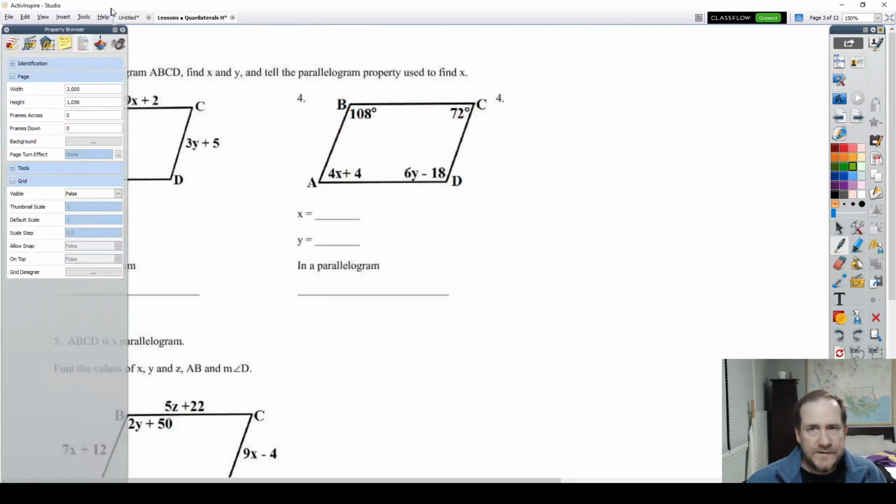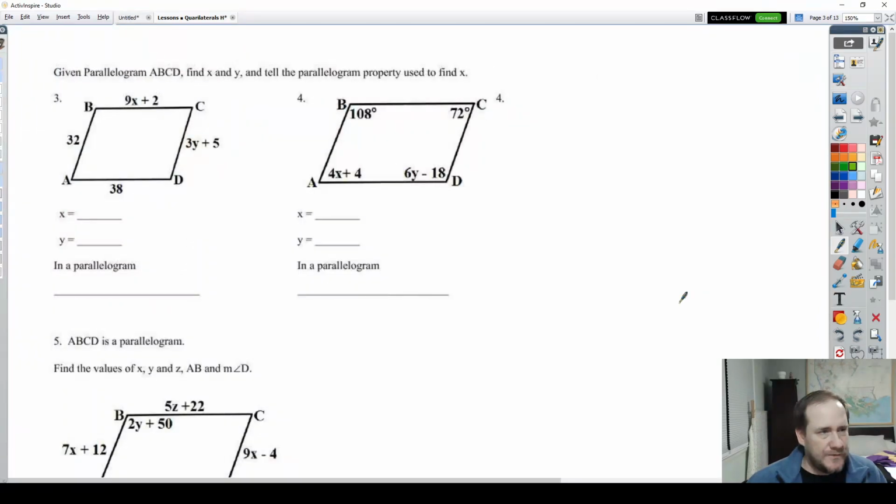Alright, so now we get into some actual algebraic problems. The algebra here is pretty light, I hope. But for this, it's telling you to solve for x. So you should be noticing x here is this side. It's 9x plus 2. And that would have to be equal to the 38, because we just said that the opposite sides of parallelograms are congruent.